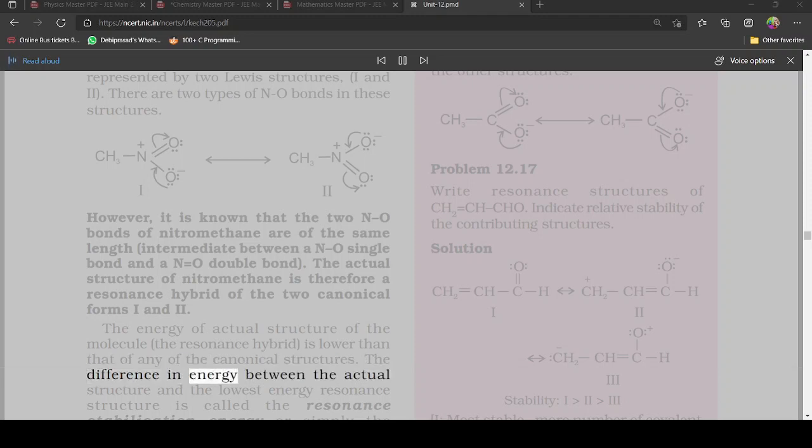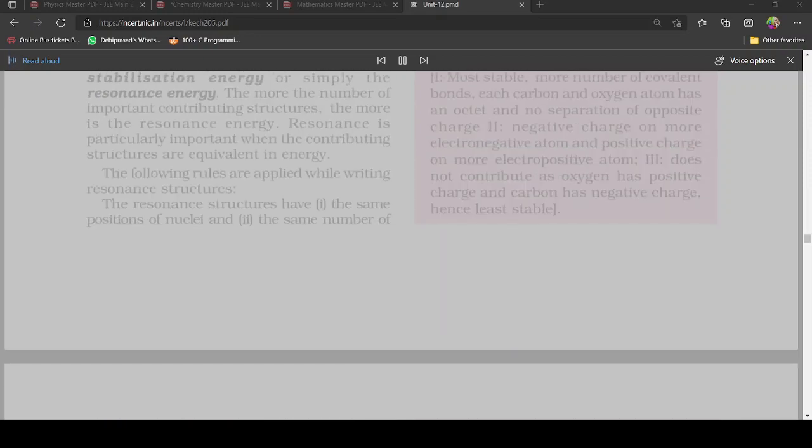The difference in energy between the actual structure and the lowest energy resonance structure is called the resonance stabilization energy, or simply the resonance energy. The more the number of important contributing structures, the more is the resonance energy. Resonance is particularly important when the contributing structures are equivalent in energy. The following rules are applied while writing resonance structures.